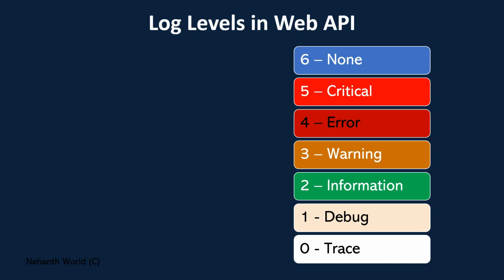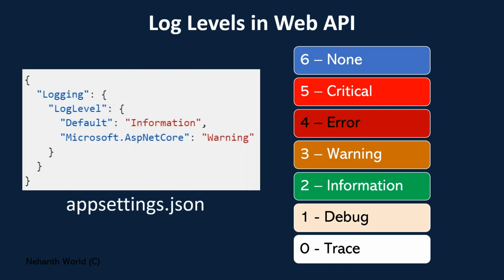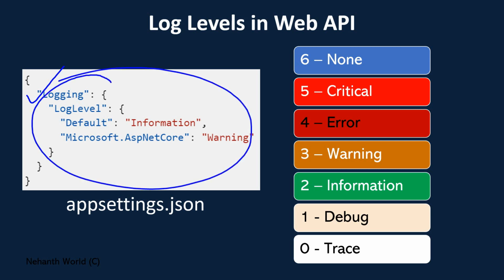So where can we set these log levels? We can set these log levels in the appsettings.json file. This is the block. Logging is the section where we can define the log levels. This log level indicates the global log level, meaning this log level is common for all providers. In the previous video, we discussed there are 4 default providers that come with the Web API application. First one is the console provider, second one is the debug provider, third one is the event source, and fourth one is the event log. So this log configuration is common for all these 4 providers.